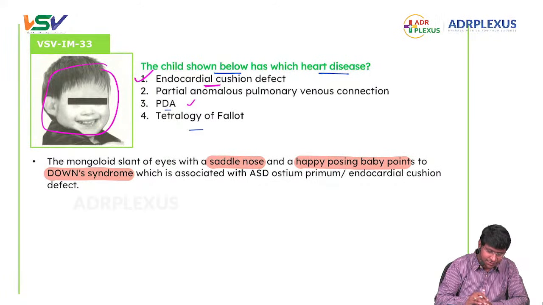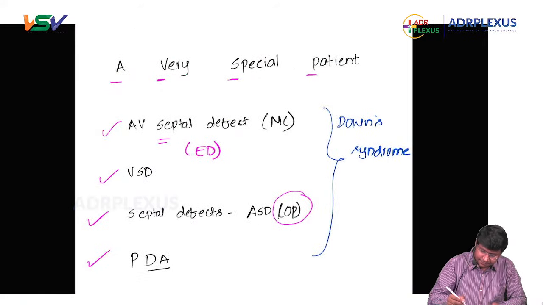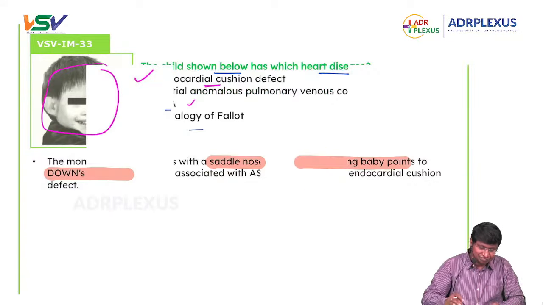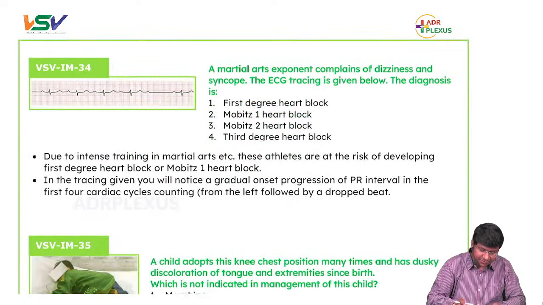Yeah, S is septal defect. Yes, Rahul, S is septal defect. And what is that septal defect? Ostium primum type of ASD, and P stands for PDA, that is patent ductus arteriosus. Okay, we'll move on to the next one, right?